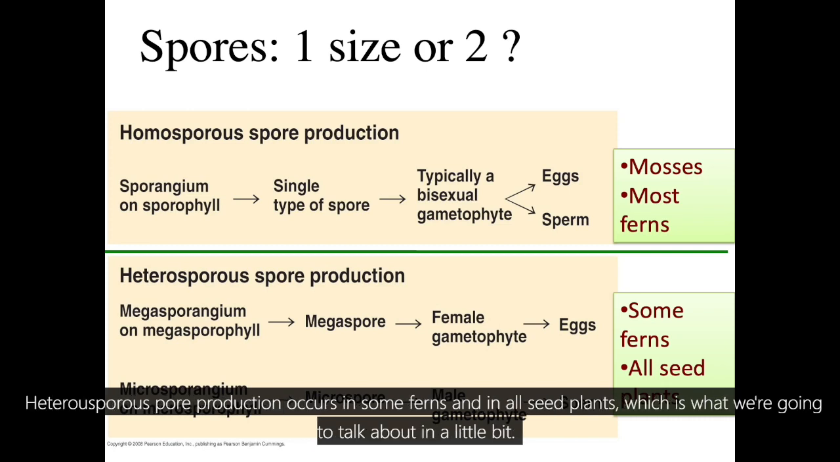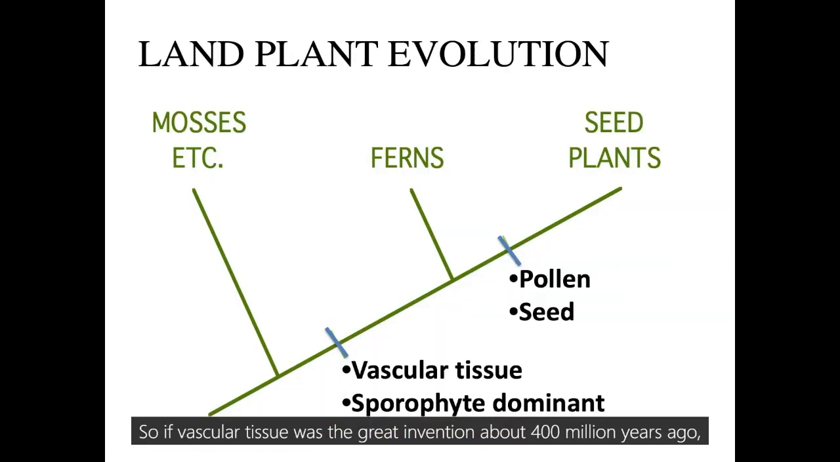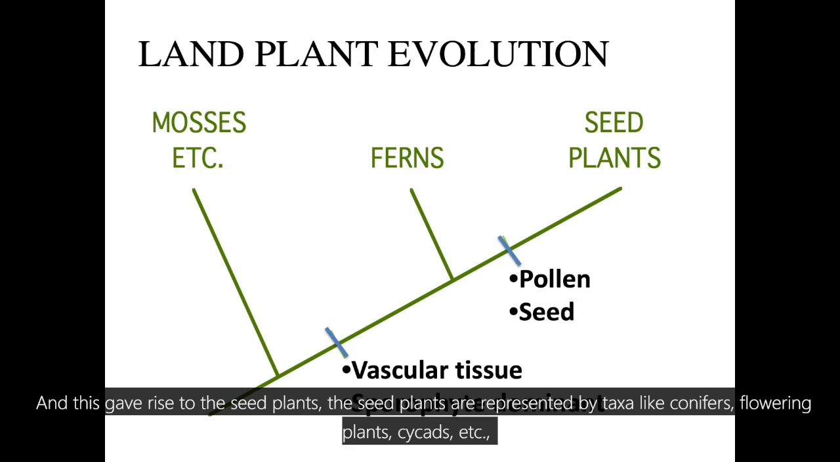Heterosporous spore production occurs in some ferns and in all seed plants, which is what we're going to talk about in a little bit. So if vascular tissue was the great invention about 400 million years ago, then the next great invention in land plants was the invention of the seed and pollen. And this gave rise to the seed plants.